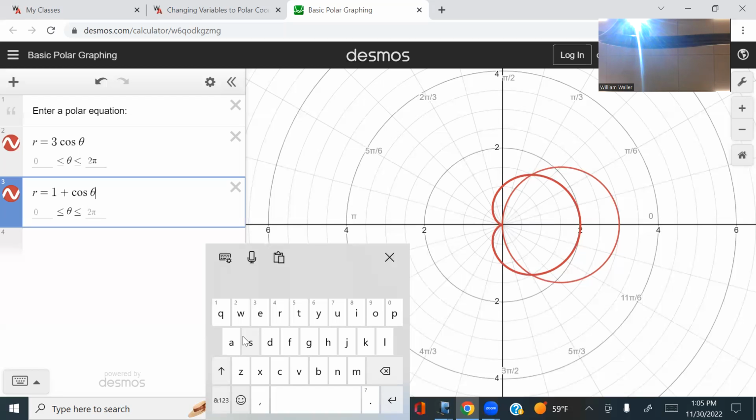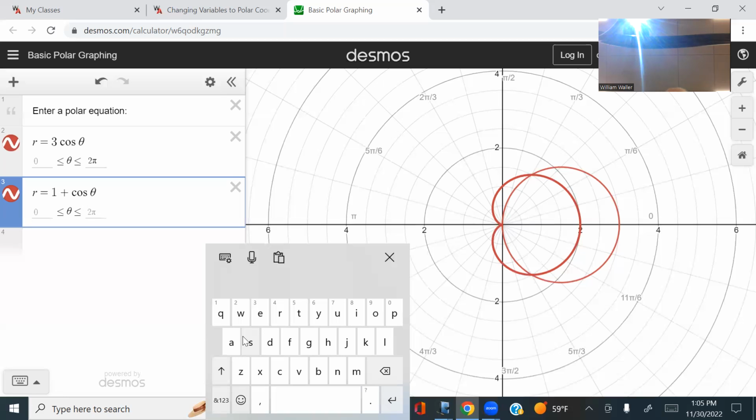So you want them less than or equal to 3 cosine theta, but you don't want them inside the cardioid. What was that? 1 plus cosine theta? So I think you want them between 1 plus cosine theta and 3 cosine theta. That's what you want. That's the thing.